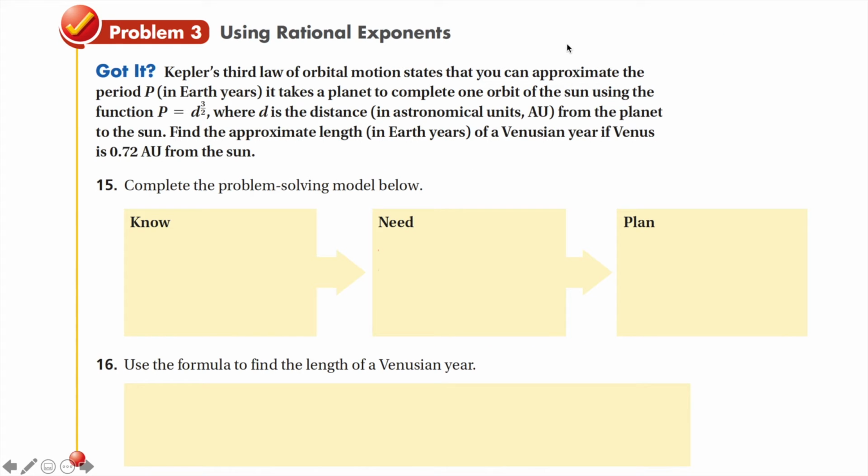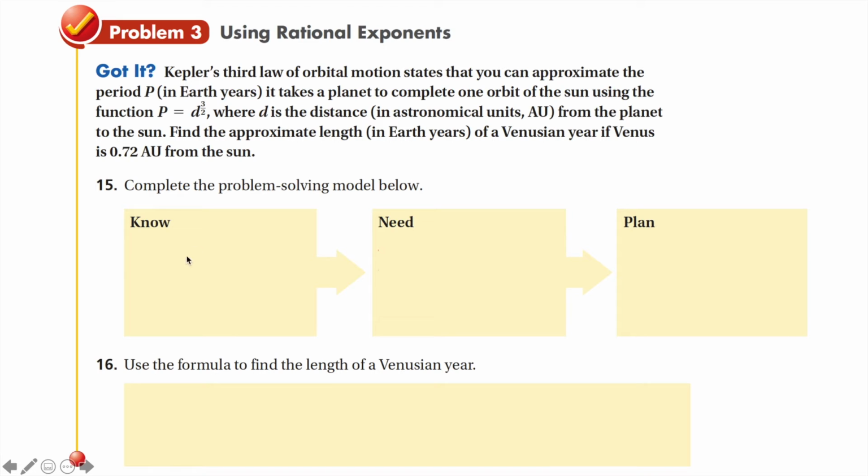Problem 3. Using rational exponents. Kepler's third law of orbital motion states that you can approximate the period p in Earth years it takes a planet to complete one orbit of the Sun using the function p equals d raised to the 3/2 power, where d is the distance in astronomical units, or AU, from the planet to the Sun. Find the approximate length in Earth years of a Venusian year if Venus is 0.72 AUs from the Sun. Complete the problem-solving model below.